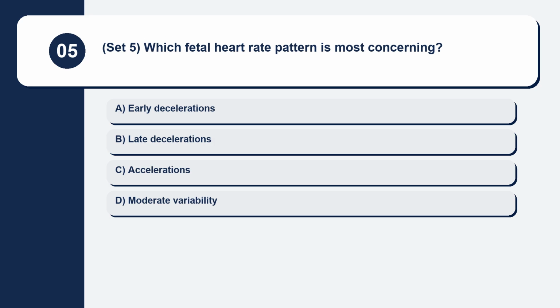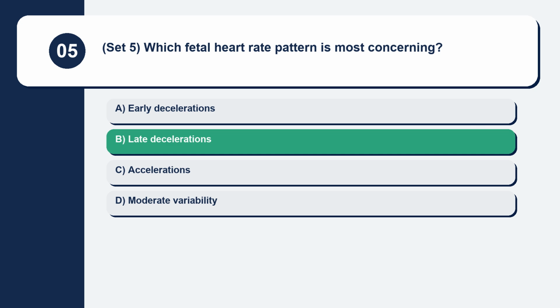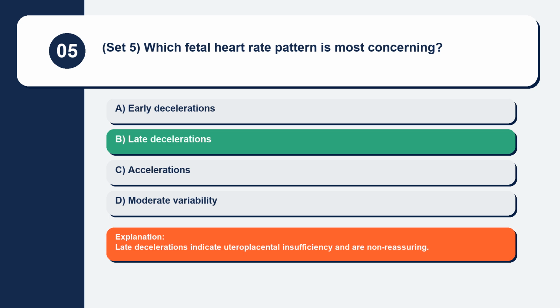Question 5. Set 5. Which fetal heart rate pattern is most concerning? Early decelerations, late decelerations, accelerations, moderate variability. Late decelerations indicate uteroplacental insufficiency and are non-reassuring.